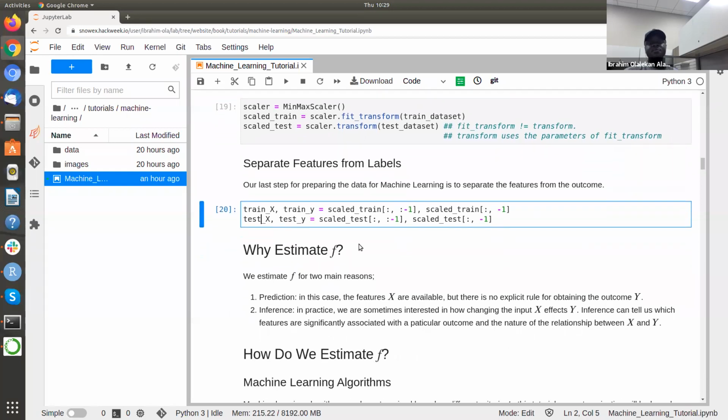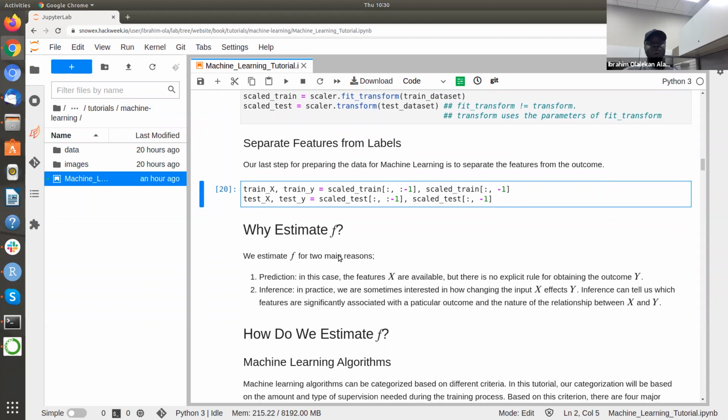So now I've mentioned that machine learning is really just about estimating the function, estimating the computer models or the algorithm that we often represent with F. So now it is important to know why we have to estimate or learn this F. We estimate F, or the machine learning algorithm, for two reasons. The first one is for prediction purpose and the second one is for inference purpose.